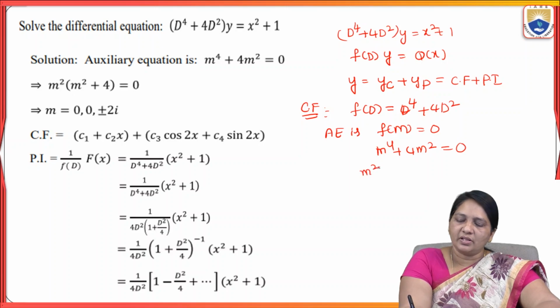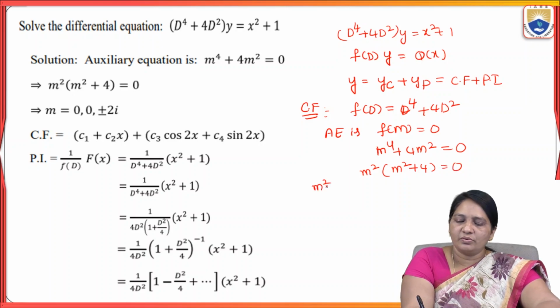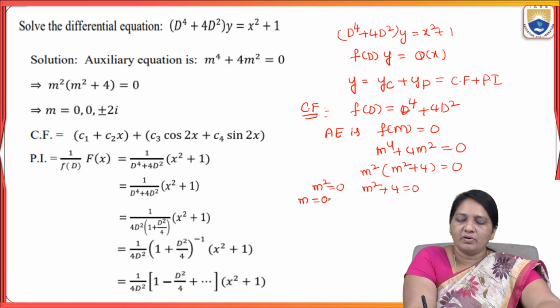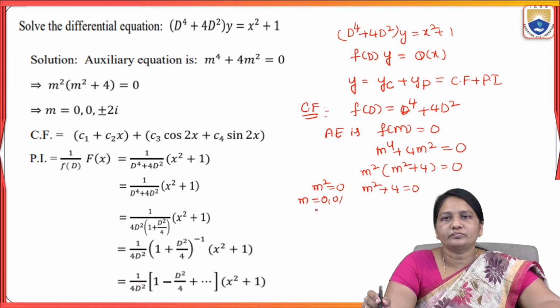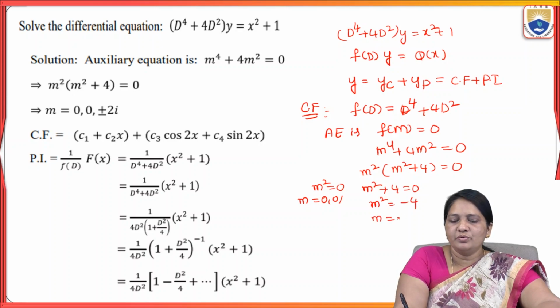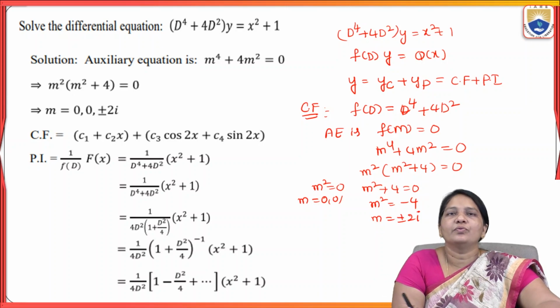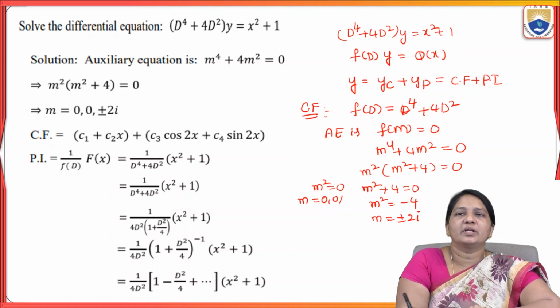Now take m square common. So m square into m square plus 4 equals 0. So m square equals 0 and m square plus 4 equals 0. That means here we are getting m equal to 2 zeros, that is m1, m2, and here m square equals minus 4, so m equals plus or minus 2i. So here I am having 4 roots: 2 roots are equal and real, and 2 roots are complex.